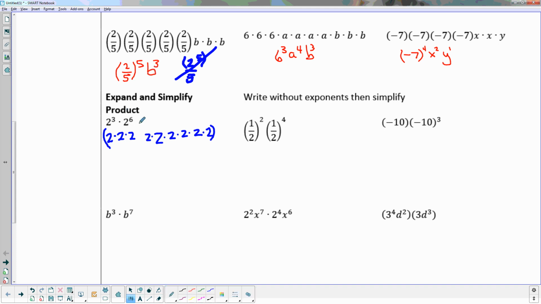When I wrote those 2 parentheses next to each other, what was happening in the middle? It was multiplication. So now I just have a longer string of 2's where I had 2 shorter strings of 2's. Now I just got one longer one. And how many 2's are in there? There's 9 of them. So it becomes 2 to the 9th.